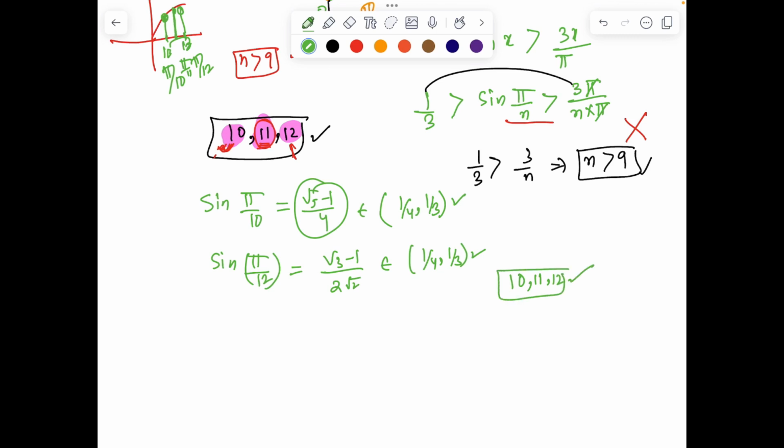If we were to sum all the values, the answer will be 10 plus 11 plus 12, which goes to 33. Okay, so 33 is the correct answer for this problem.